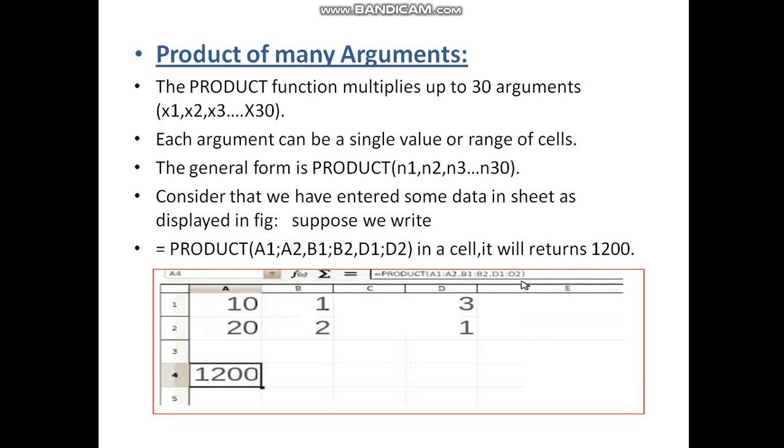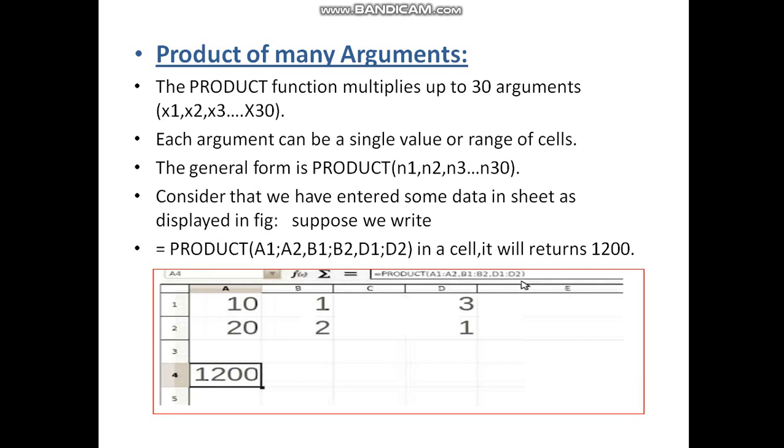Now the product of many arguments. The product function multiplies up to 30 arguments, 1, 2, 3 up to 30, where each can be any value. Each argument can be a single value or a range of cells. The general form is product(n1, n2, up to n30).